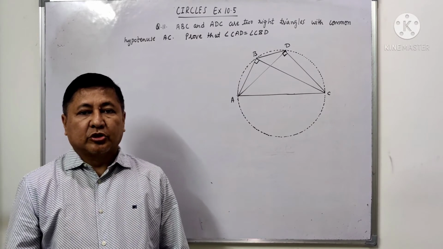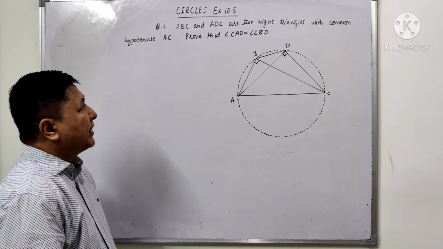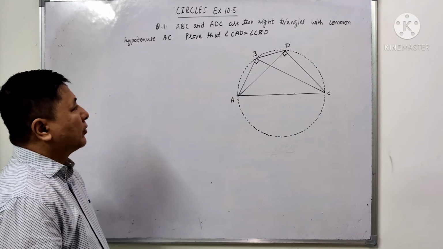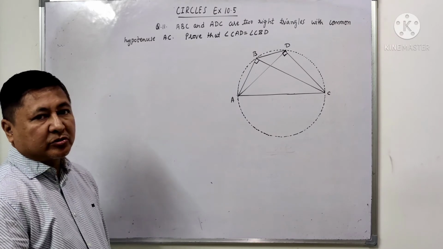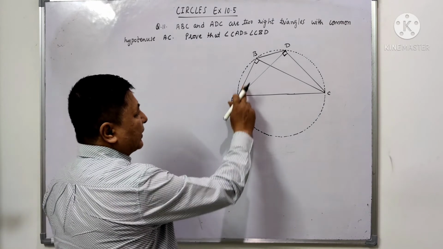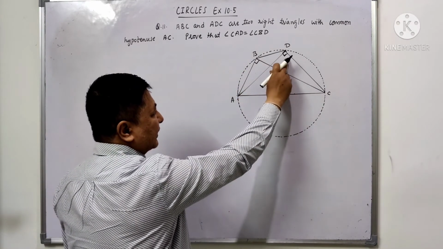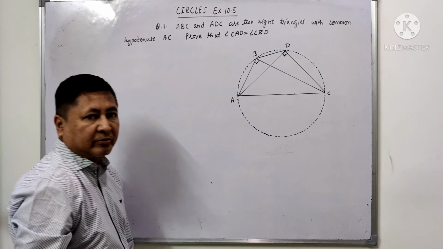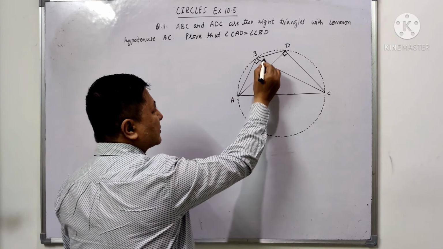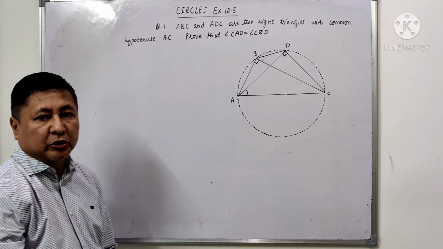Now let us solve question number 11 of exercise 10.5. ABC and ADC are two right triangles with the common hypotenuse AC. Prove that angle CAD is equal to angle CBD. In the question it is given that triangle ABC is right angled at B, ADC is right angled at D, and AC is the common hypotenuse, and we have to prove that angle CAD and angle CBD are both equal.